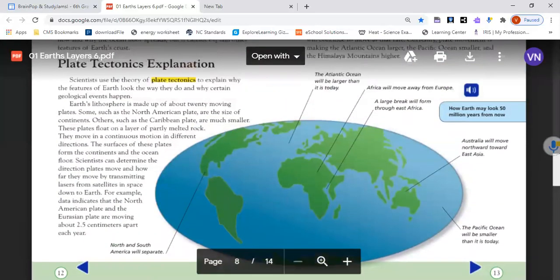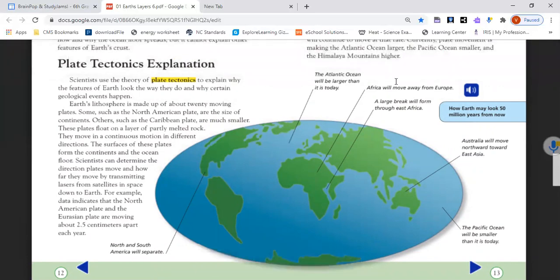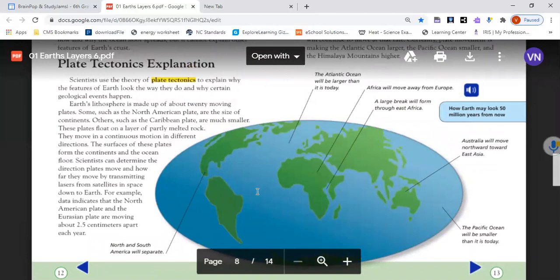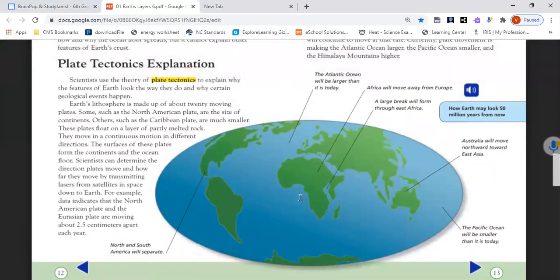Let's see the map. So here we are. The Atlantic Ocean will be larger than it is today. Africa will move away from Europe. So Africa is slowly going to drift, and it may move away from Europe. A large break will form through East Africa. So there will be a break through East Africa. So that's where the line is.